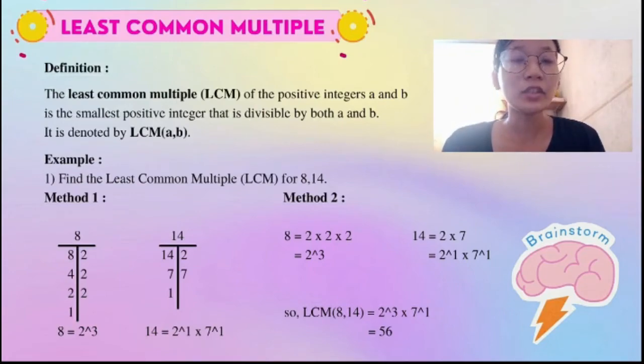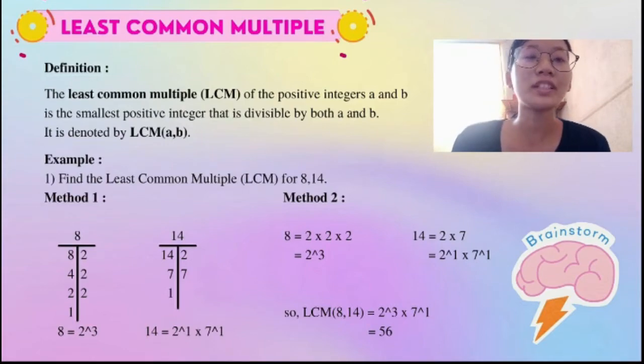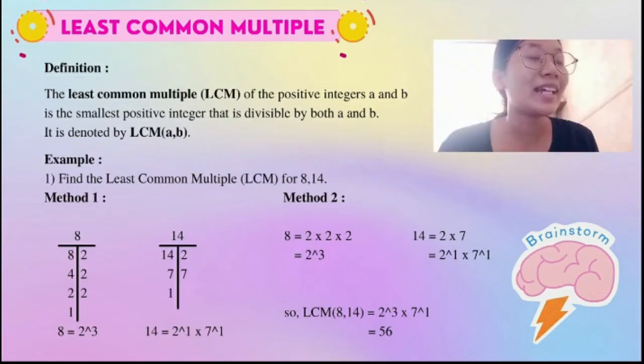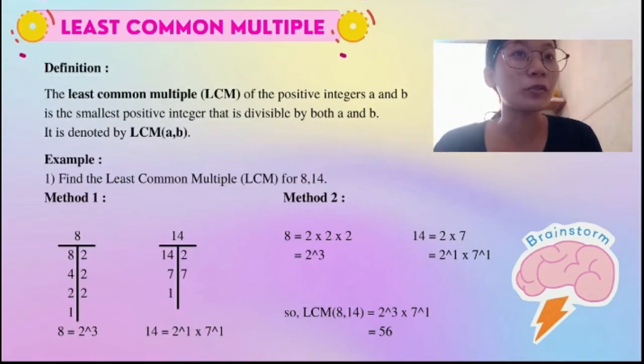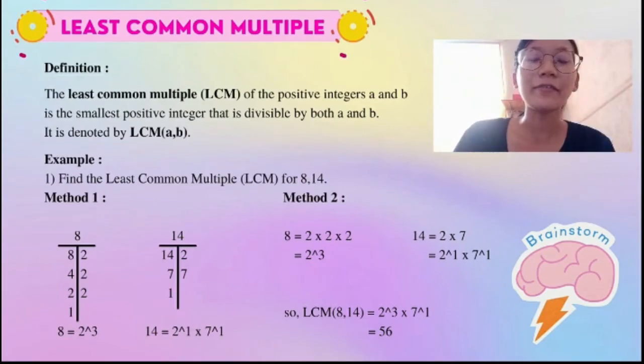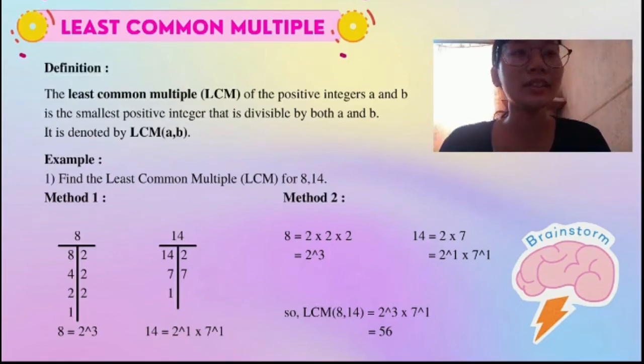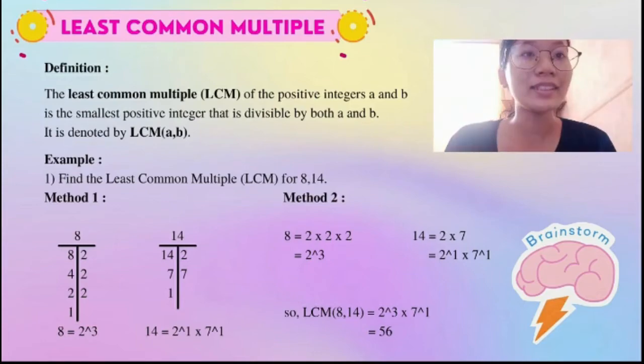With this, 8 equals 2 to the power 3. Meanwhile, 40 equals 2 to the power 3 multiplied by 5. Next, let's move on to the second method, which is to find the LCM for 8 and 40. We choose 2 to the power 3 multiplied by 5 to find the LCM, and the answer is 40.